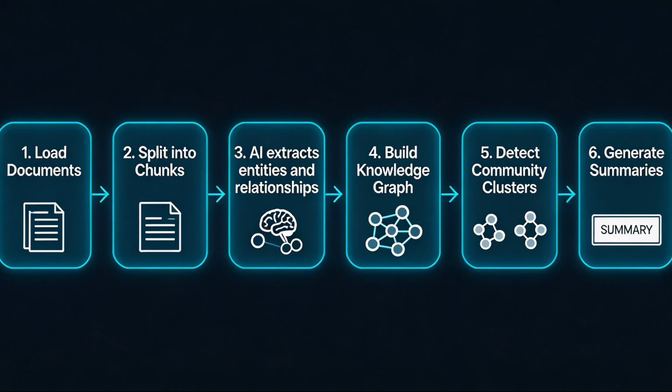Then community detection algorithms group tightly connected entities into clusters. A cluster of security concepts forms one community. A cluster of AI frameworks forms another. Finally, the system generates natural language summaries for each community, capturing the themes and relationships within each cluster. This is the secret weapon.